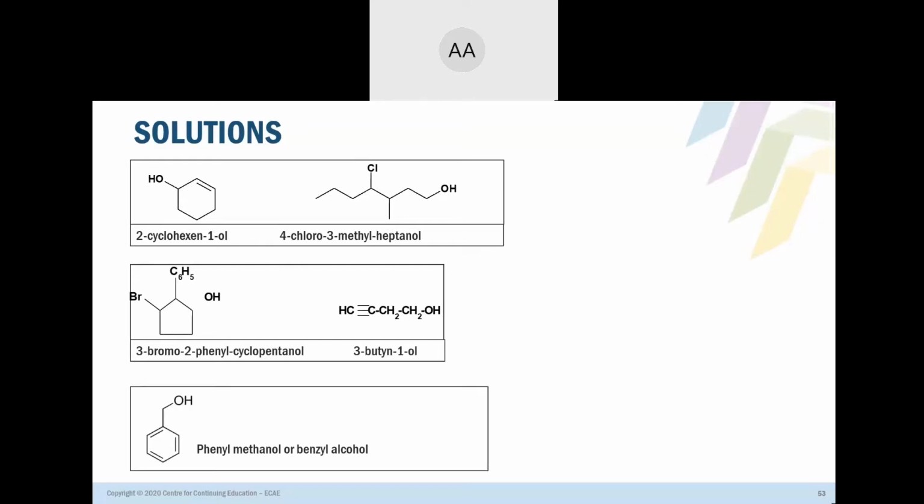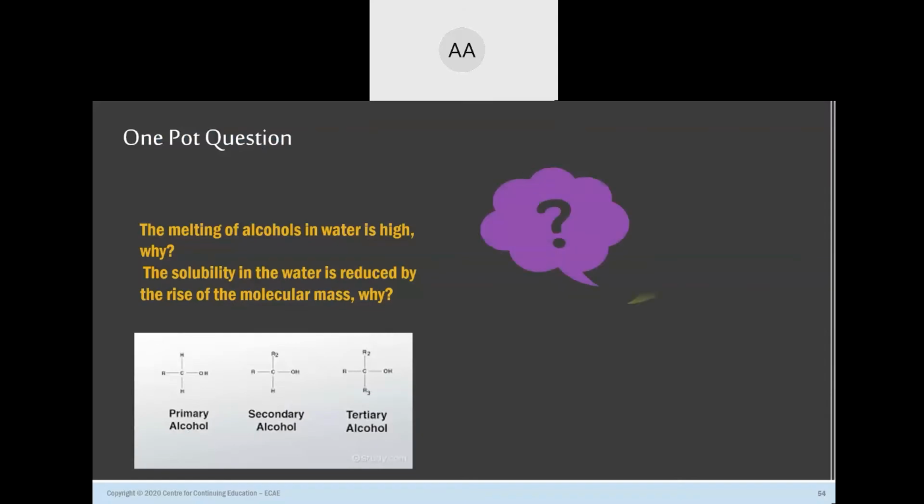Phenylmethanol or benzyl alcohol. Excellent, well done. Okay, another question for you then. Let's have a look at this.